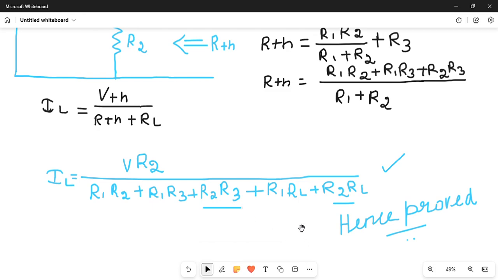Just wind up this session, and this is what is for the Thevenin's theorem proof.